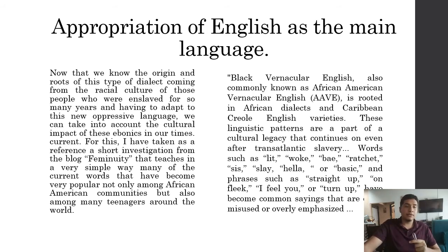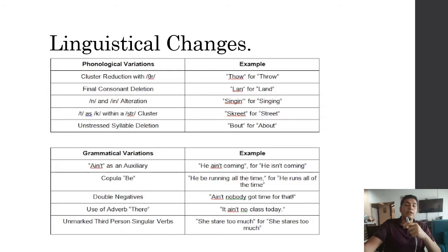So let's pass to the next slide. What we have here is the linguistic changes. Well, there are a lot of changes in the linguistic aspects of English. But the most important of these changes is called the habitual be. The habitual be is like a new tense. It's not recognized by the Oxford Academy or other official academies, but they express it. They use it every day.